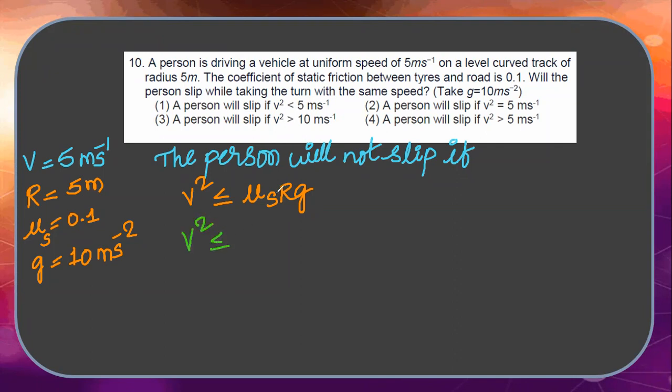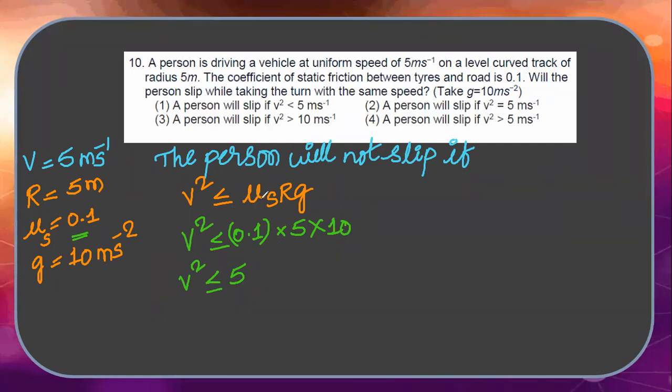V square is less than or equal to mu s, which is 0.1, into r, which is given as 5, into g, taken as 10 meters per second square. Therefore, v square is less than or equal to 0.1 into 10, which is 1, and 1 into 5 is 5. So if v square is less than or equal to 5, he will not slip.